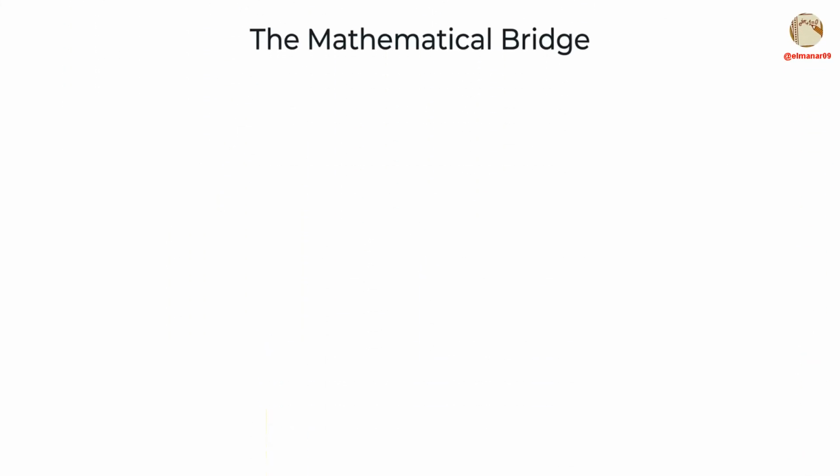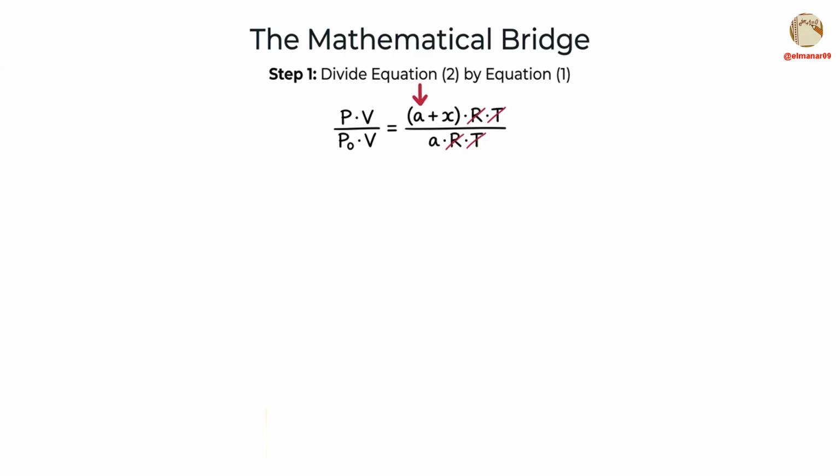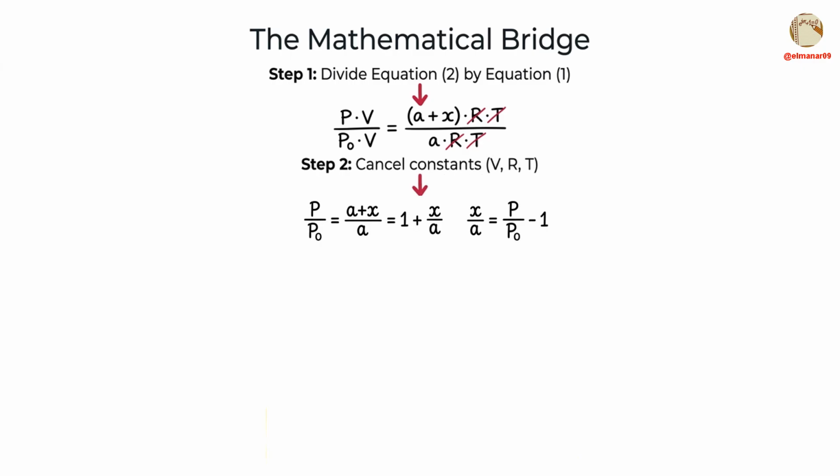Let's build the mathematical bridge. Step 1, divide equation 2 by equation 1. This is a pro move because it makes everything constant just vanish. V, R, and T all cancel out. Step 2, simplify. We get P over P0 equals (A plus X) over A, which splits into 1 plus X over A. Step 3, isolate X. We move the 1 over and then multiply by A. This gives us X equals A over P0, times P minus A.